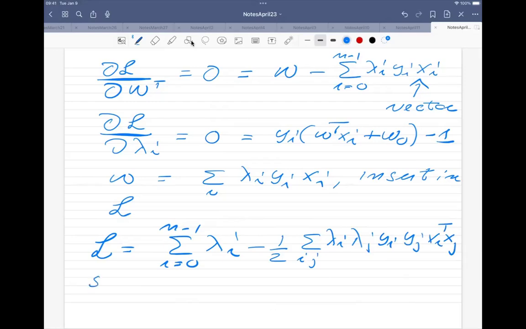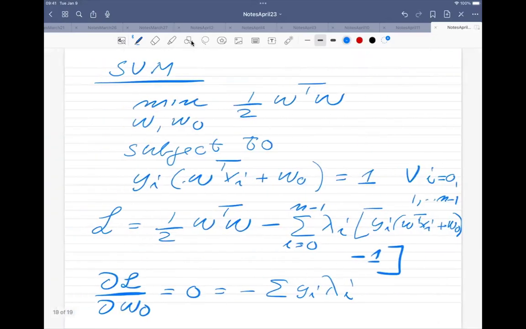And this is subject to lambda of i larger or equal than 0, and the sum of lambda of i, y of i equal to 0, which follows from the equation which we have here, from this equation.